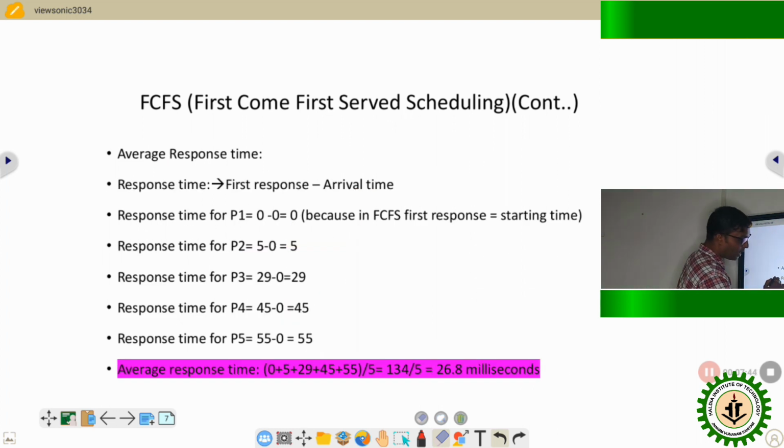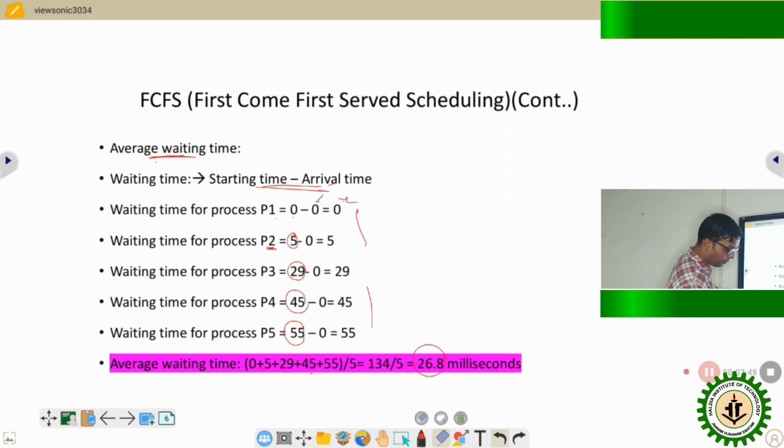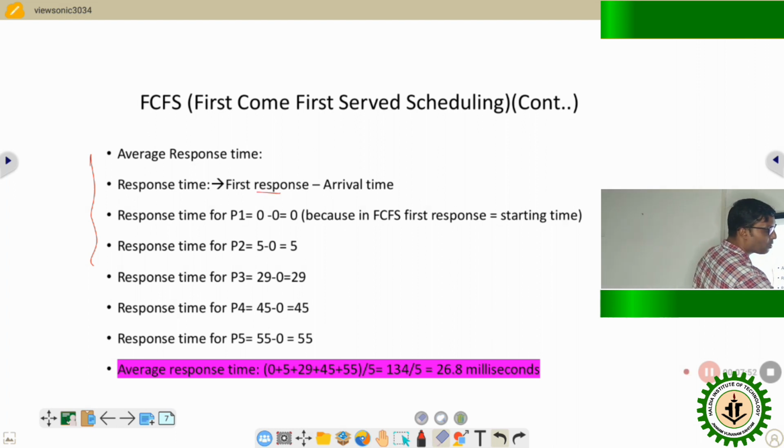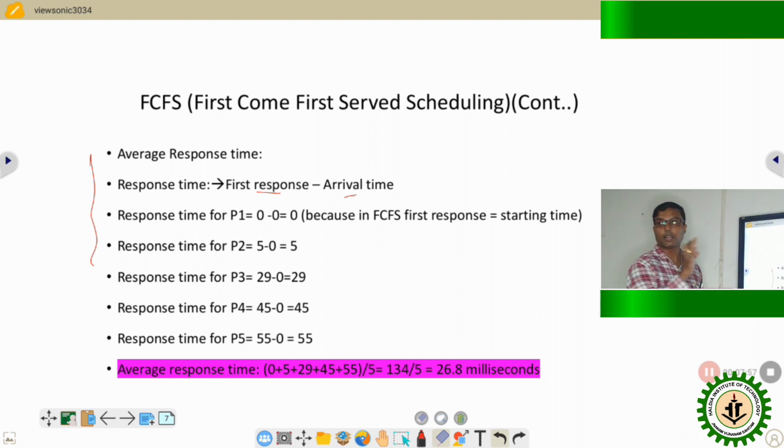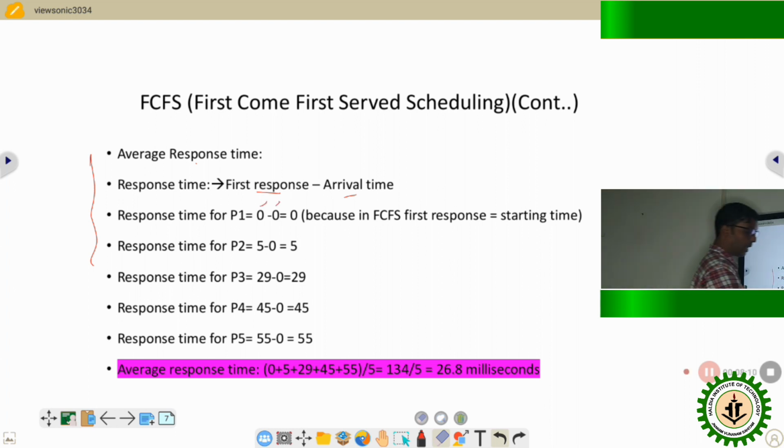The response time calculation is similar to the previous one, the waiting time. The first response minus arrival. Though the formula is different, we will get the same result. Since FCFS and SJF give the same result for these algorithms. Average response time: first response for P1 is at time 0. In FCFS, response equals starting time. P2's 5 is the first response and 0 is the arrival time. So all the arrival times are 0, but the starting times are different.